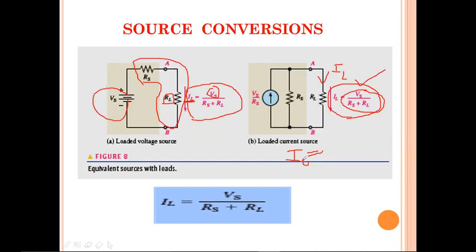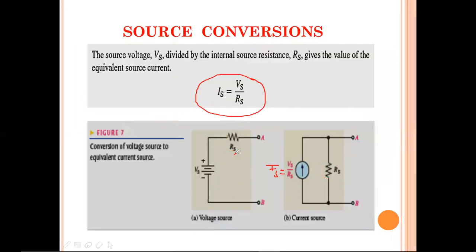Sir, here you should apply the current division rule for finding IL. Instead of VS by RS, you already know this is IS, right? This is the total current, which you already know. VS by RS is also called IS. In our previous slide it is given clearly, this is IS, right? You can name it as IS also.